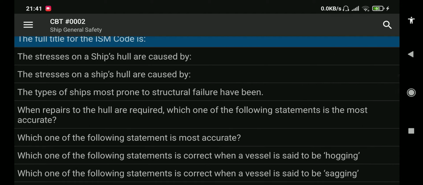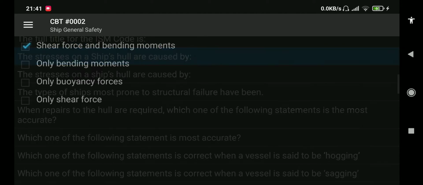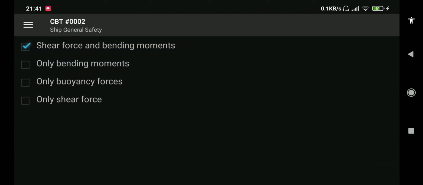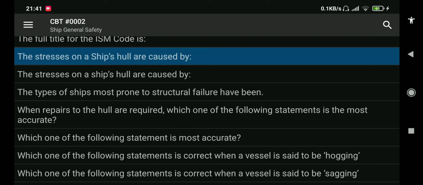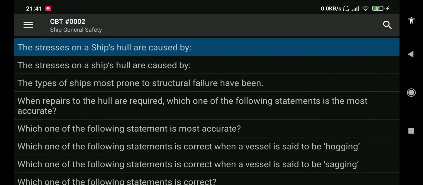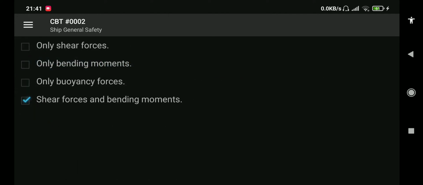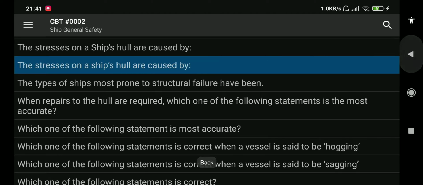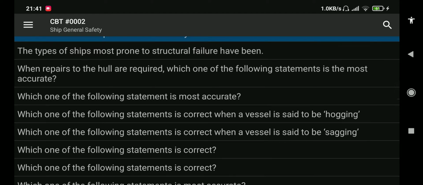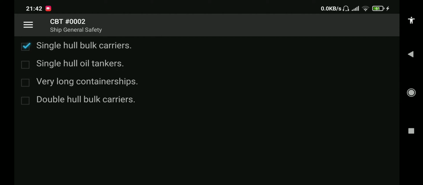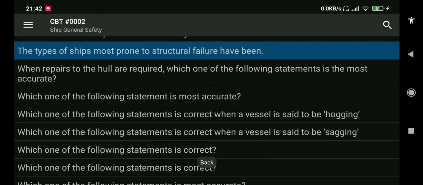Next, the stresses on a ship's hull are caused by shear force and bending moments. That's the answer. Next, the stresses on a ship's hull are caused by shear forces and bending moments. So it is caused by shear forces and bending moments. Next, the types of ships most prone to structural failure have been single hull bulk carriers.